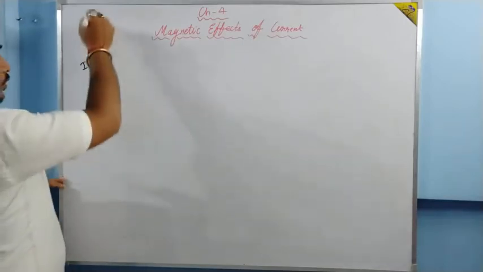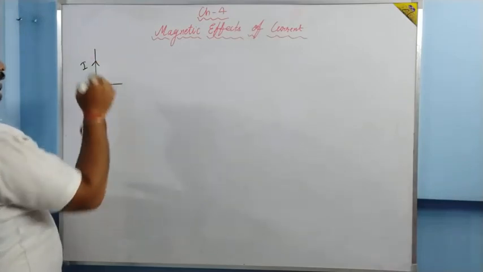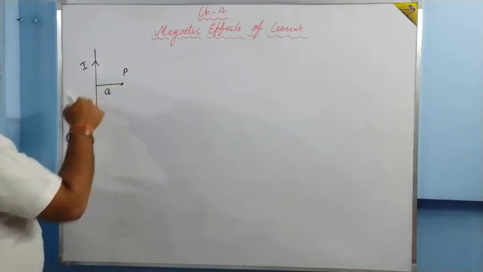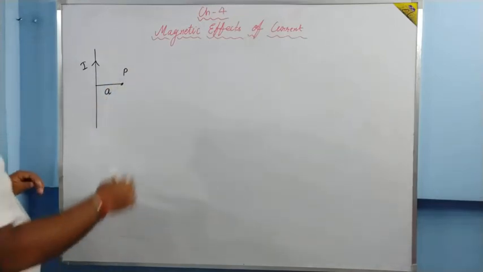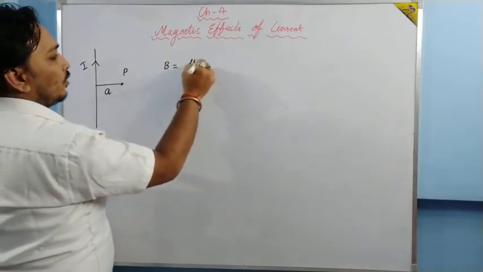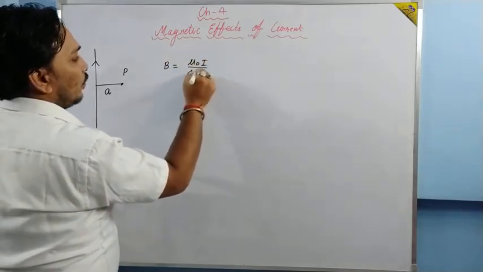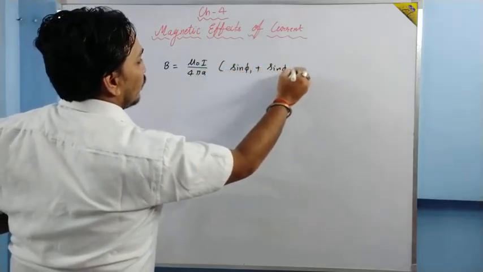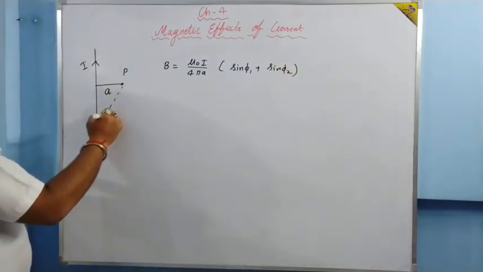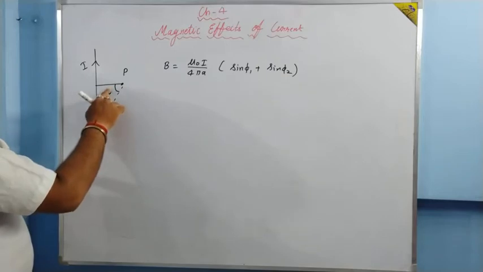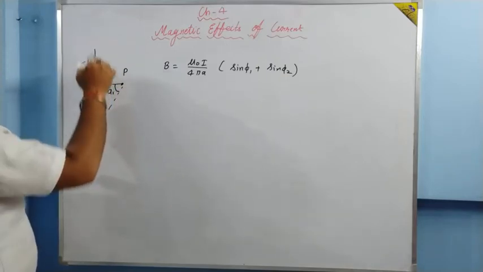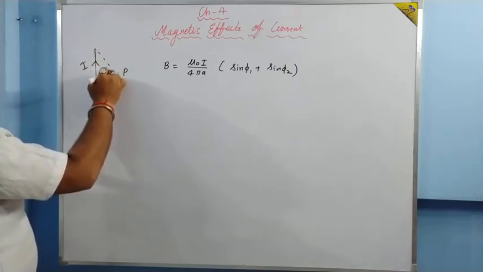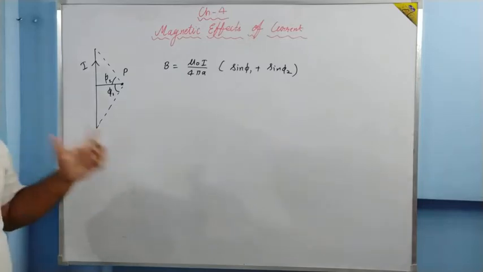If a current I is flowing through a wire of infinite length, and at a point P, which is at a perpendicular distance A from the wire, the magnetic field was given by B is equal to mu naught I upon 4 pi A in bracket sin phi 1 plus sin phi 2. What are phi 1 and phi 2? Phi 1 is this angle, and phi 2 was this angle. So this is because of a finite wire. I have written first of all for the finite wire.